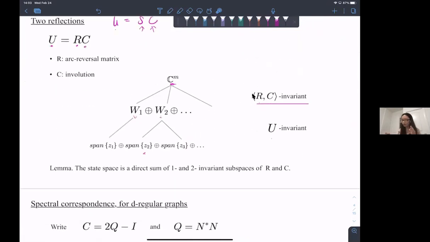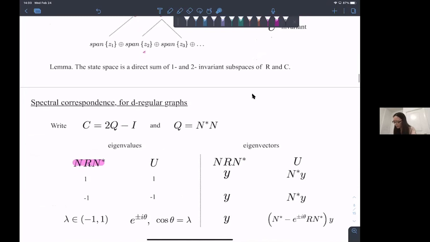Right. So in this talk, I'm going to consider only the arc reversal matrix as the shift matrix, but the coin matrix has many choices. The only requirement is it has order 2. Okay, given that, we can decompose the state space into 1 or 2 dimensional invariant subspaces under R and C.